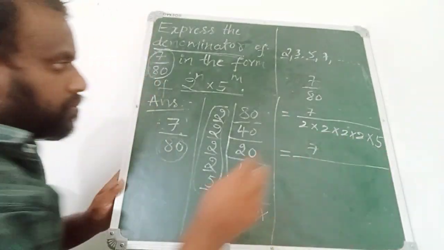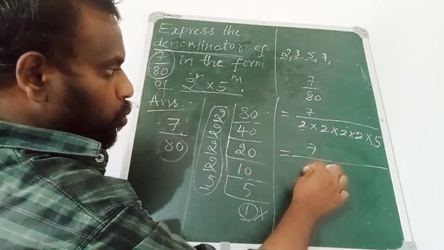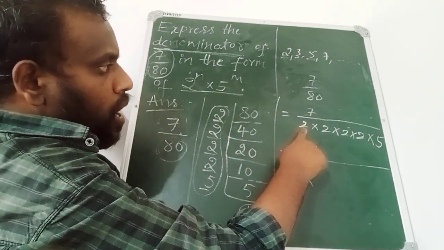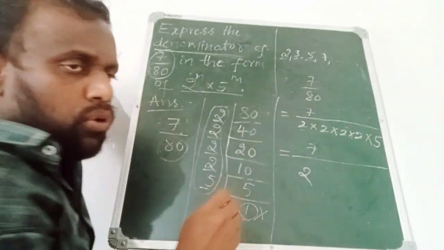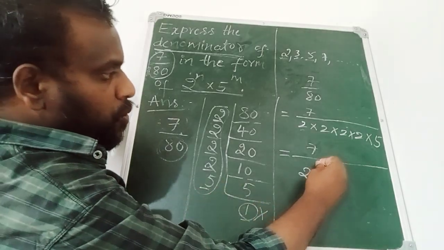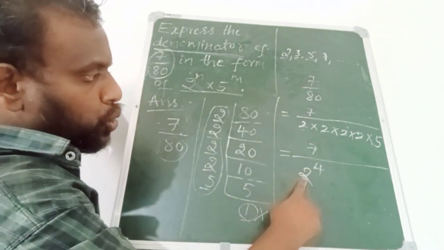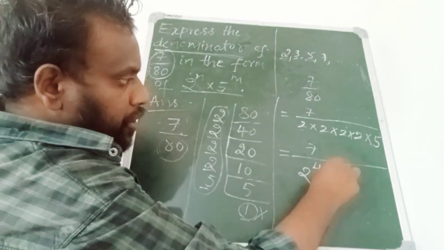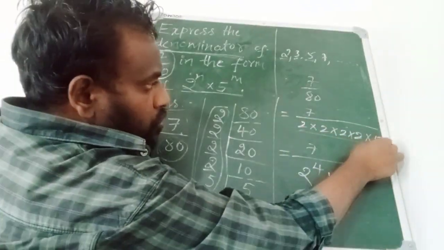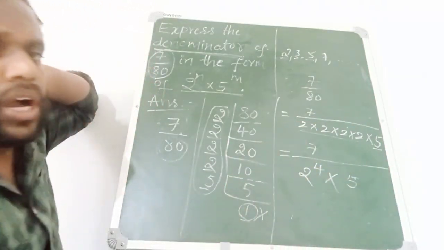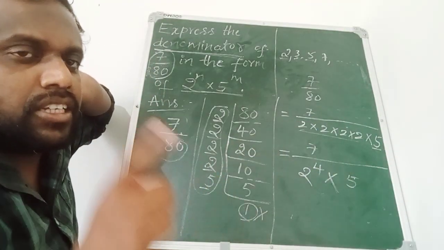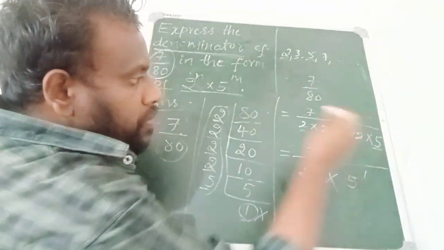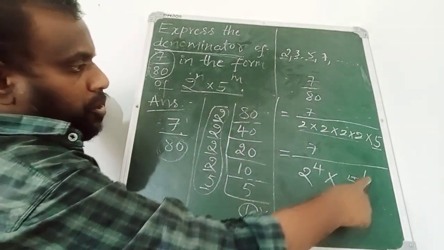Okay, done. So 7 by, write these 2s. Now count how many 2s are there. 1, 2, 3, 4. There are four 2s, so write this 4 here: 2 to the power of 4. Like that. Next, into. These 2s are done. Next you take 5. How many 5s are there? There is only one 5, so write 1 here. Now 5 to the power of 1.